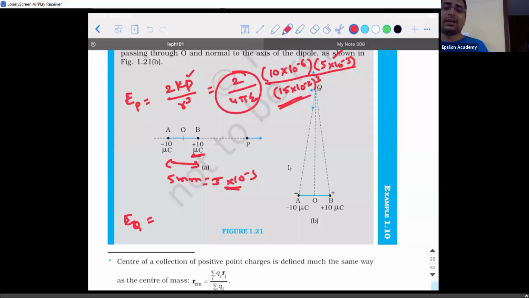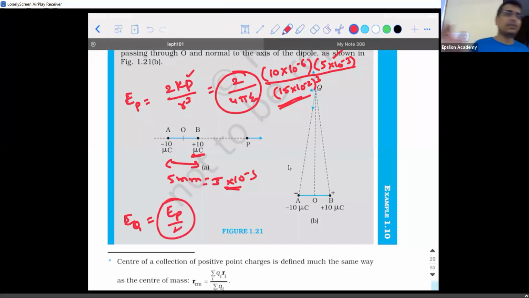It's very simple, guys. What is the electric field at point Q? It is exactly half of whatever you get for P. No, I gave you the relation. Electric field along axial is to electric field along equatorial is 2:1. So EQ is equal to EP divided by 2.